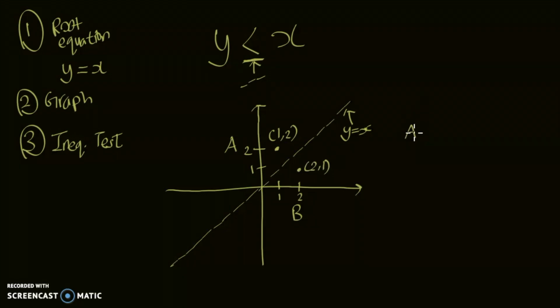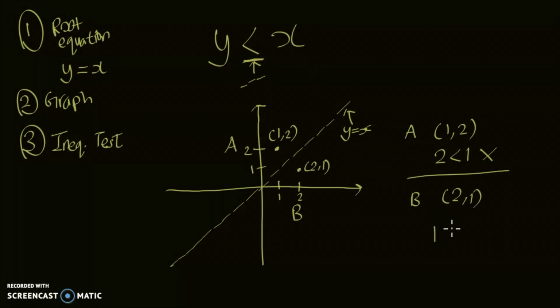Okay, now let's test the point in region A. So we have the point 1, 2. Is the value of 2 smaller than 1? So substitute inside the inequality. Is 2 smaller than 1? No, so it's not region A, because all the points in region A have to satisfy this inequality. So we already know that it's not region A, and we have to test region B. Region B is going to be 2, 1. Substitute inside the inequality. 1 is smaller than 2. Yes, 1 is smaller than 2. So we can decide that region B is the one that satisfies this inequality.